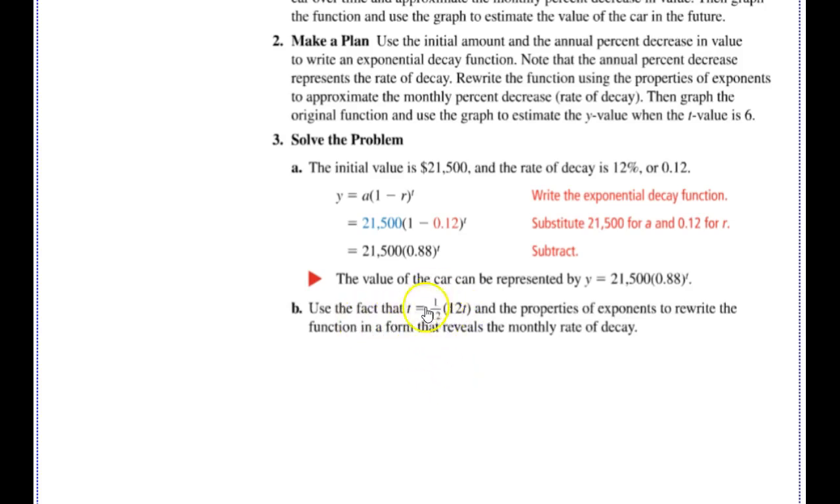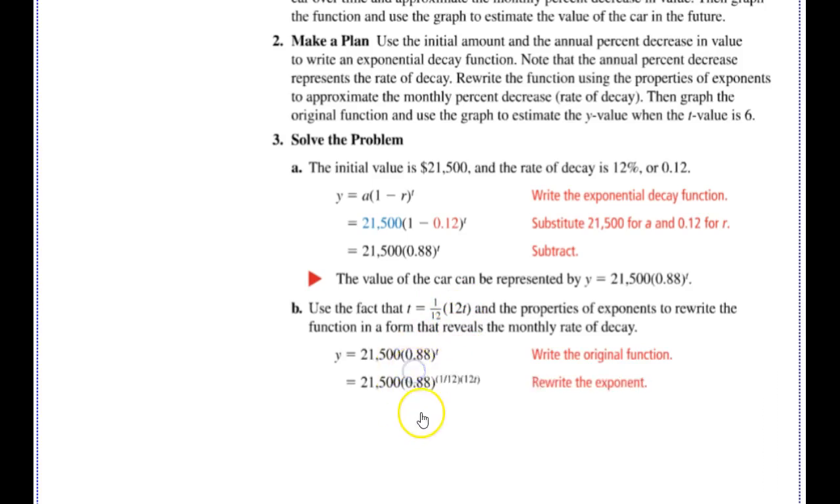So then part B was I was supposed to find the percent every year. So I want to use the fact that time, right, is going to be 1 divided by 12. So because I'm looking for monthly, and I know that this was given to me in years. Okay, so I can use the properties of exponents and rewrite my function.